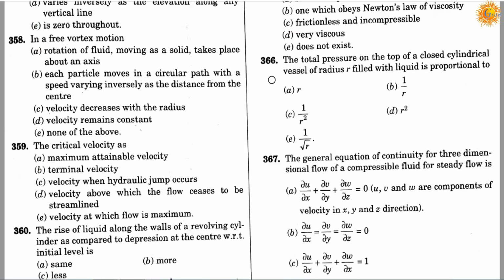Question number 366. The total pressure on the top of a closed cylindrical vessel of radius r filled with liquid is proportional to: option A, r; option B, 1 upon r; option C, 1 upon r square; option D, r square; option E, 1 upon under root r. Correct answer is C, it will be 1 upon r square.